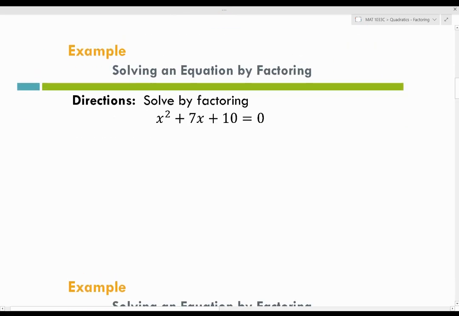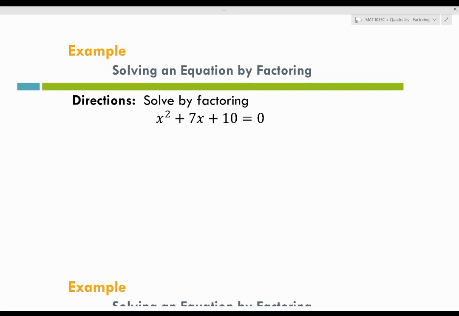All right, so this first one says solve by factoring. So we have x squared plus 7x plus 10 equals 0. Okay, so step 1 was to make sure that our equation was set equal to 0. Check it. It is. We have 0 on one side of the equation, so we're good to go. The next thing we're going to do is factor it. Okay, so remember, you're going to walk yourself through those steps of factoring when we learned that previously.